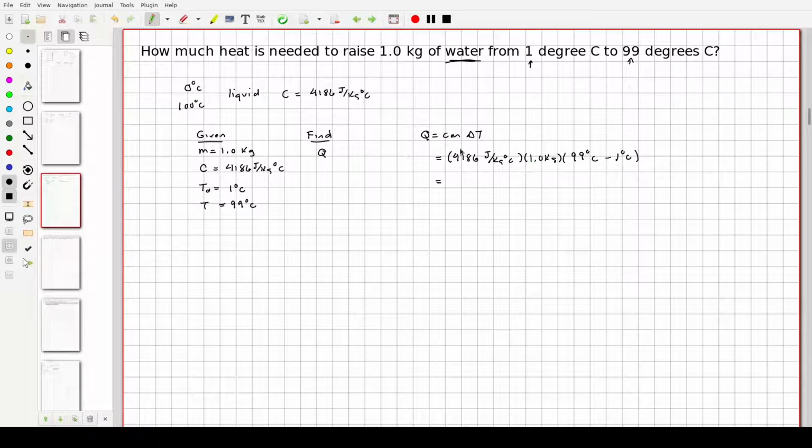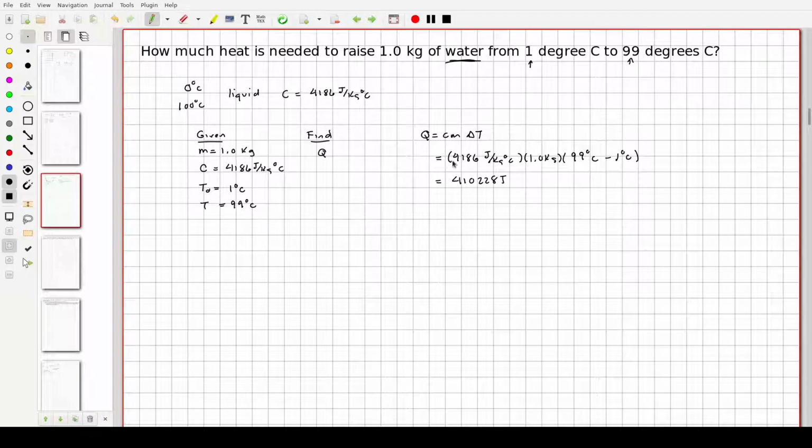So if I put this into my calculator, let me do that here real quick. 4186 times 1 times 98. I get 410,228 joules. Quite a bit. Now, it's a big change in temperature here. I know it seems like a kilogram is really not that much, but look at the size of the specific heat.